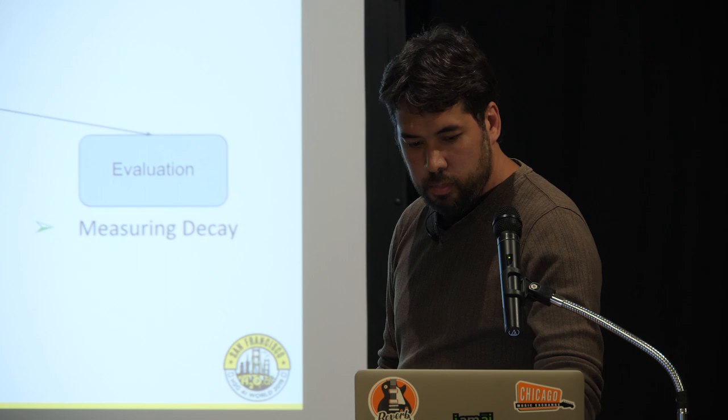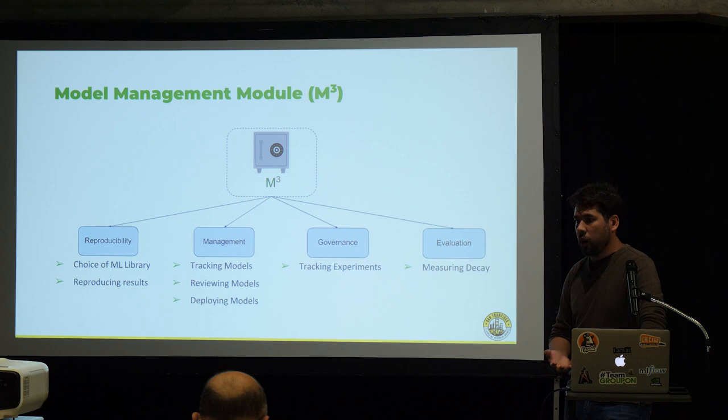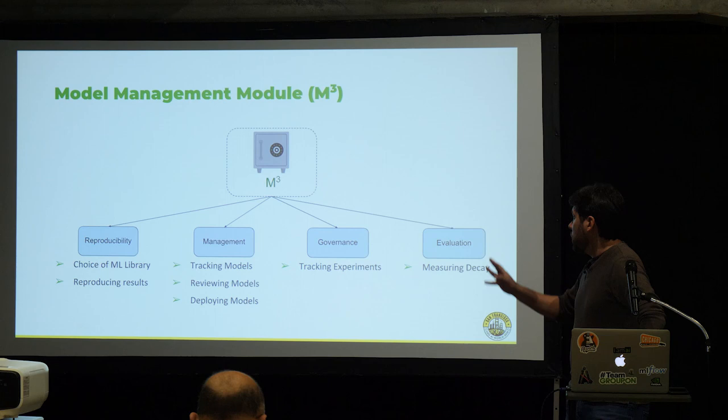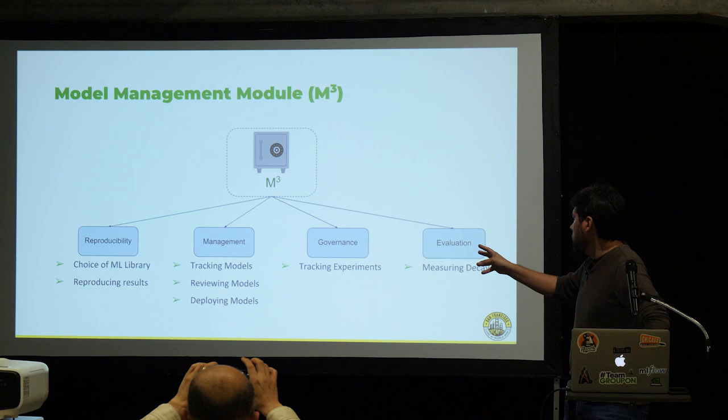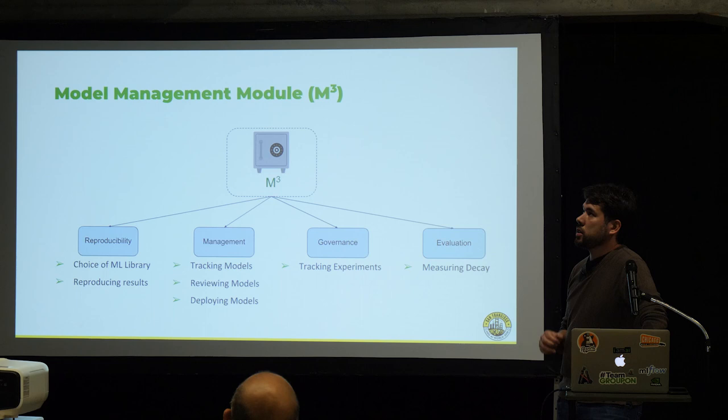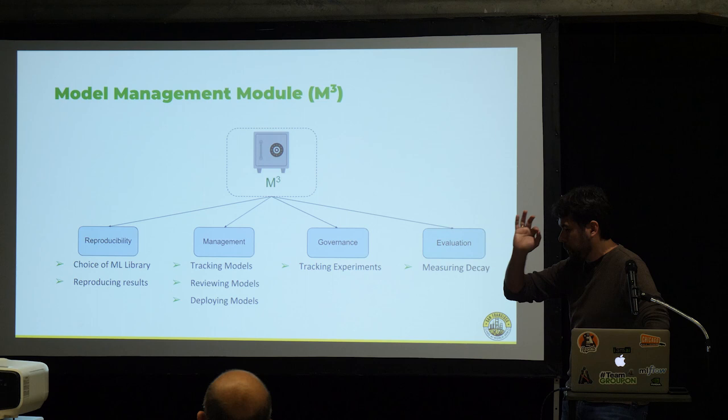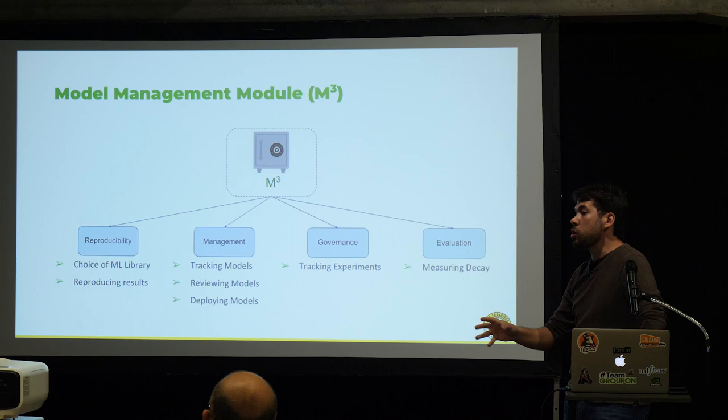So we define four use cases that wrap up our problems: reproducibility, model management, governance, and evaluation. When we talk about reproducibility and management, but with something important in governance, I believe the most important thing in governance is understanding the model and the features you have. You're governing, you have a place where you can put the hat and understand exactly which models you have.